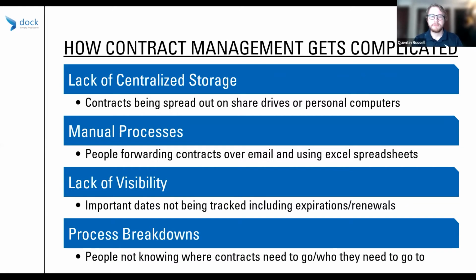Another big thing that we've seen is contracts having a lack of visibility. Basically, important dates in the contract's lifecycle are not being tracked, expirations are being missed, that sort of thing. And then process breakdowns. More than just the manual processes, this is people not knowing what they're supposed to be doing, where contracts need to go, that sort of thing.